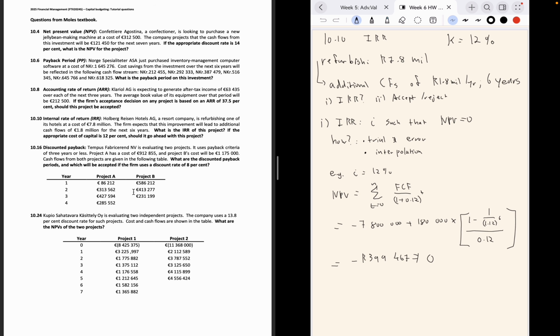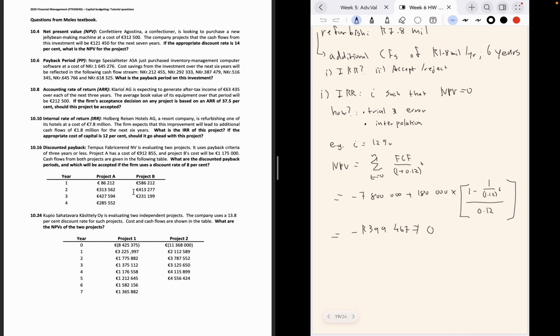So let's try out i equals 12%. So we do the calculation. So we say net present value equals the sum from t equals 0 to n of future cash flows in year t over 1 plus 0.12 to the power t. So in year 0, we would just have the negative 7.8 million. And then we add, in order to get the other ones, because it's not a different cash flow each year, it's identical, we can just use, from our financial math, what we would use for an annuity. So you just do that calculation, 180,000 times 1 minus 1 over 1.12 to the power 6, over 0.12.